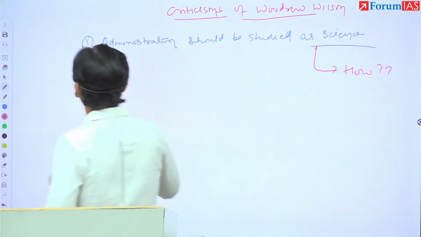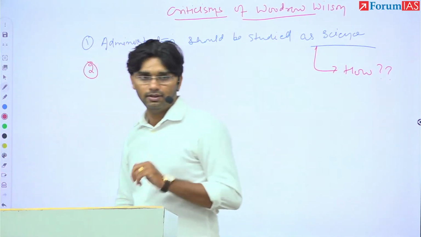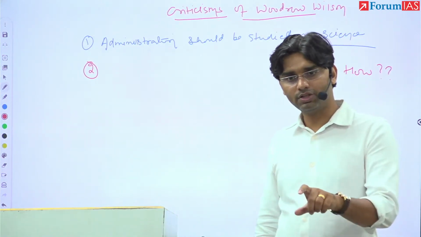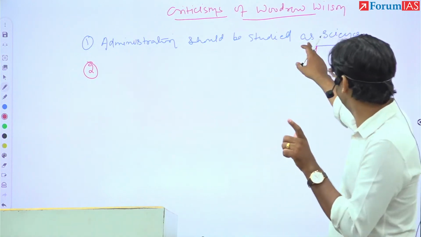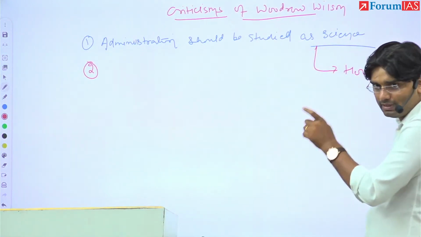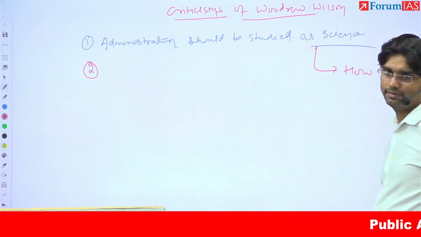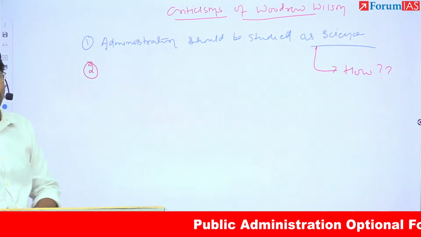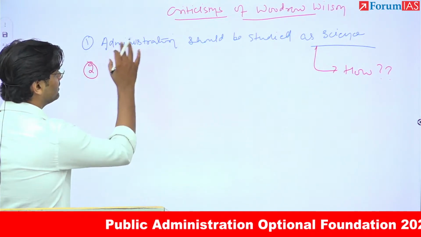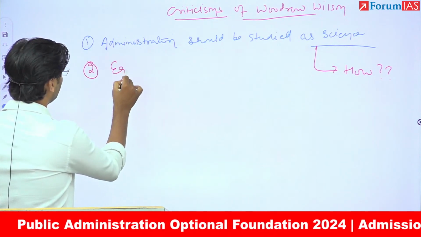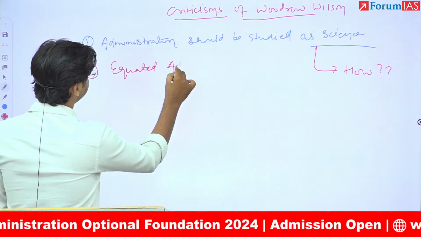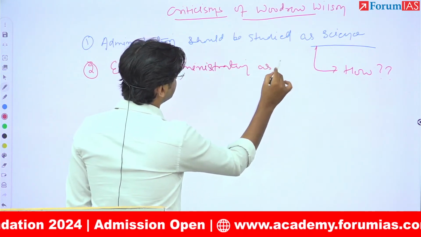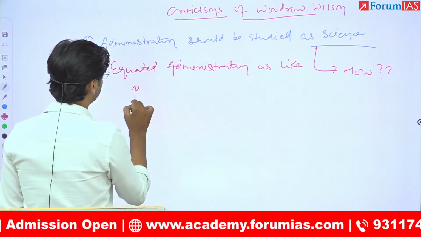Number two. See, all the criticisms that I am telling you, UPSC can ask you in the form of a complete question, and they will say you need to do an analysis of this. So we are also going to do analysis once we are covering this. Second, it is criticized that Woodrow Wilson equated administration with business.